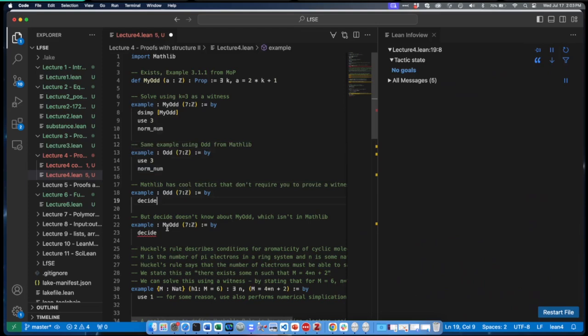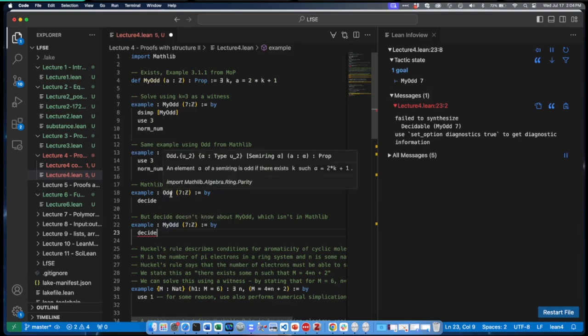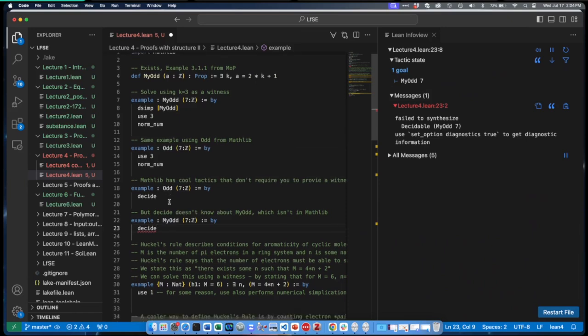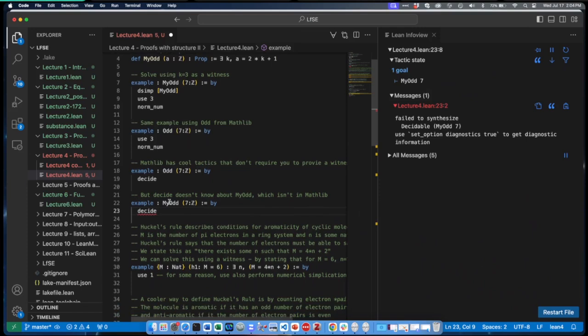Okay, but here's a little insight on what decide is doing. If I try to prove my odd 7 colon z, decide can't do that. Because what decide is doing is, decide has access to a bunch of definitions and theorems in MathLib, and it's using those in order to solve these kinds of existential things. It doesn't know what my odd is, so it's not quite smart enough to work its way through that, but it does know what odd is, so it can solve that. We'll see shortly how that gets practical.